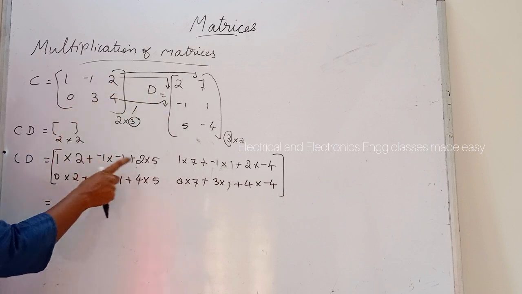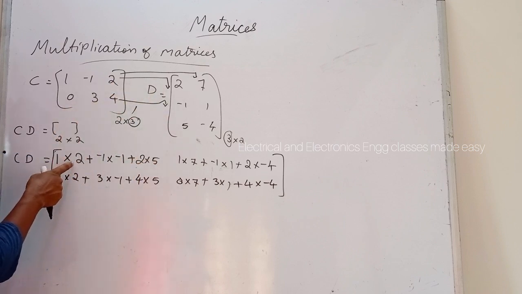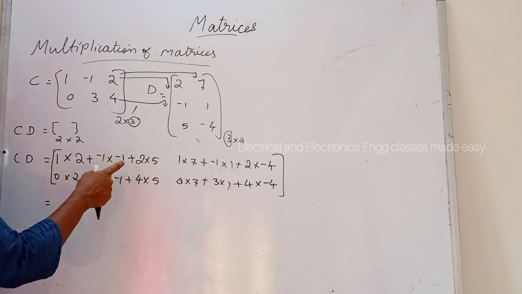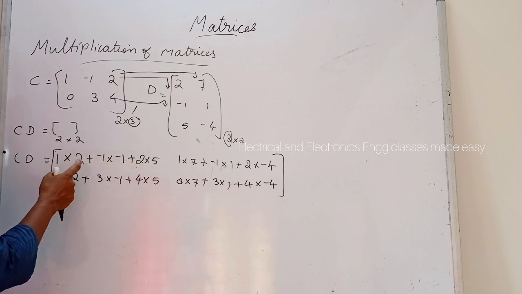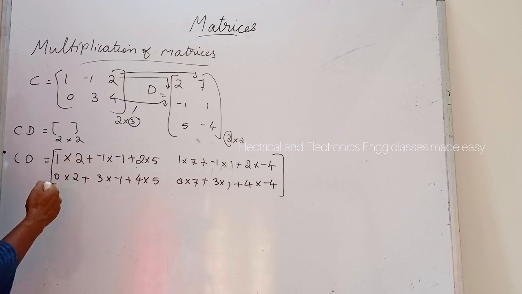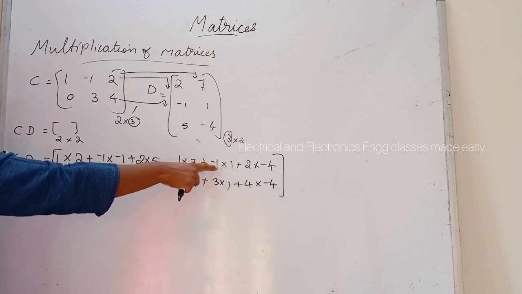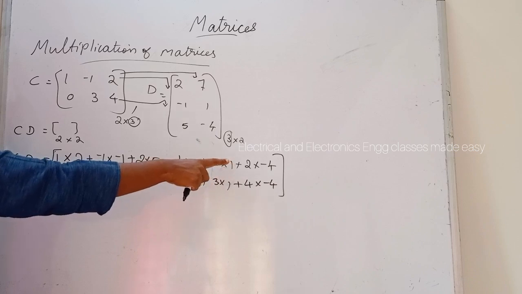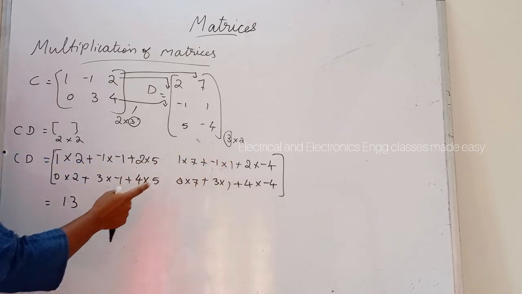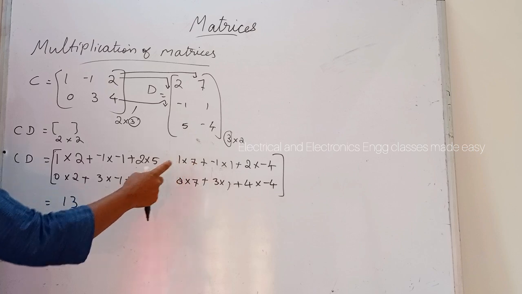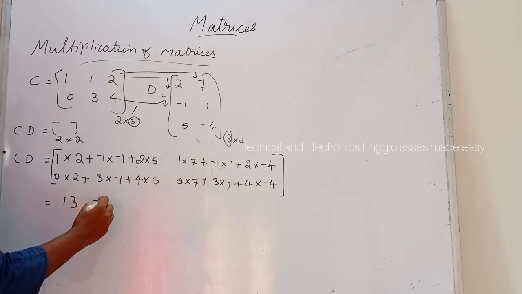Now we can rearrange this one. That is 1 into 2, 2. Then here 1. Then here 10. So 10 plus 1 plus 2 is 13. Then here 7. Then this is minus 1. Then minus 8. So minus 8 minus 1. Then 7. That is minus 2.